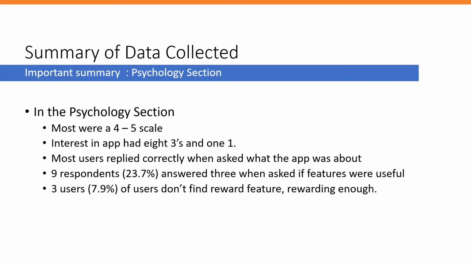In the psychology sections, here are some of the important summary. Most were rated 4 to 5. The interest in the app had 8 threes and 1 ones. Most users replied correctly when asked what the app was about or what it could do. 9 respondents, that's 23.7%, answered 3 when asked if features were useful. 3 users, 7.9% of users, don't find the reward feature rewarding enough.